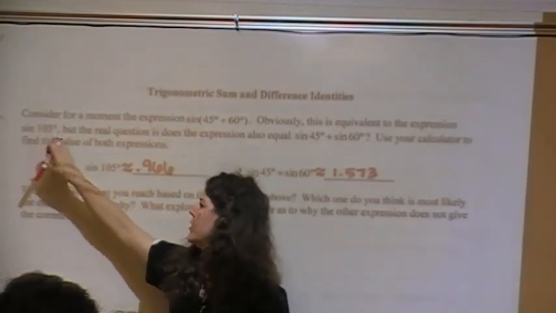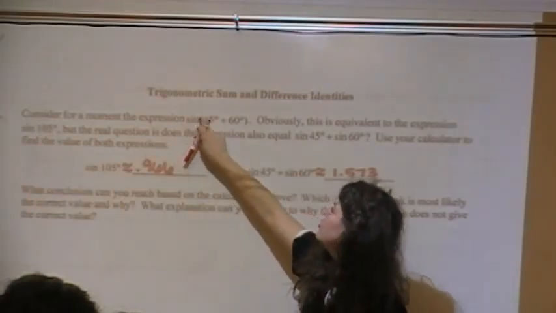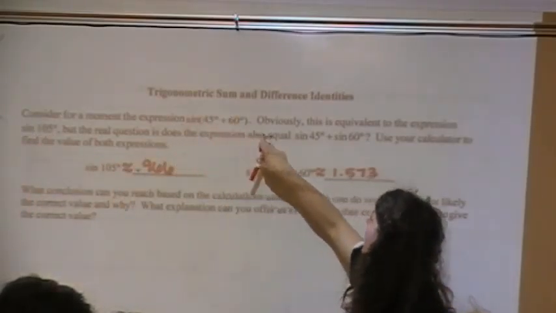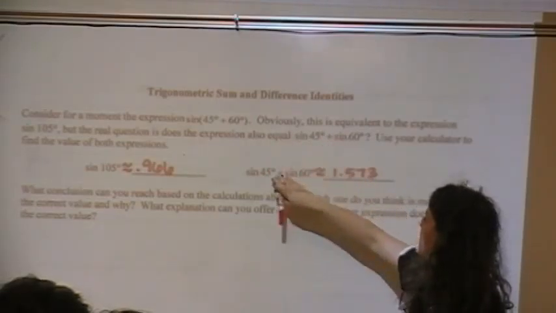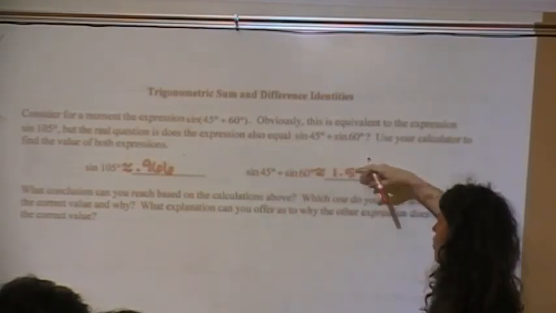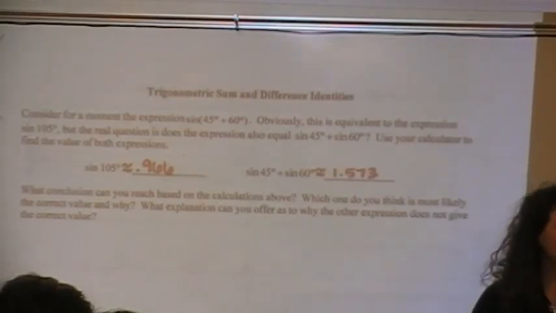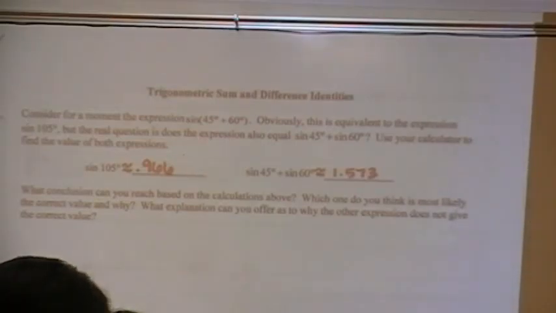So the question was, if I add 45 and 60 together, I get 105, which we know we can do. That's where sine of 105 comes from. But if I distribute sine, I get sine 45 plus sine 60. So I put that in my calculator and I got 1.573. So they're not the same.